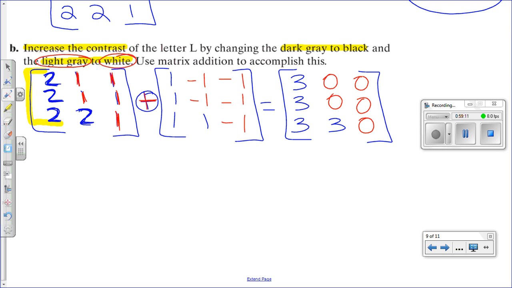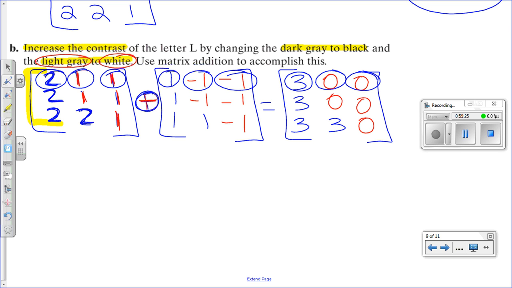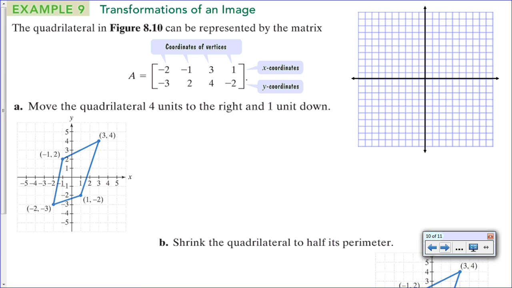And let's just check. So 2 plus 1 is 3. 1 plus -1 is 0. 1 plus -1 is 0. And of course, the same applies for the second and third row. So that's very simple but very true application of matrices. So let's go to the next slide.